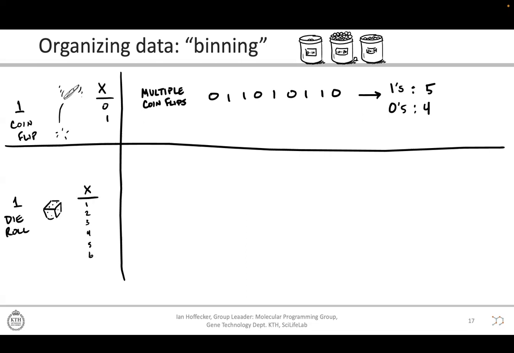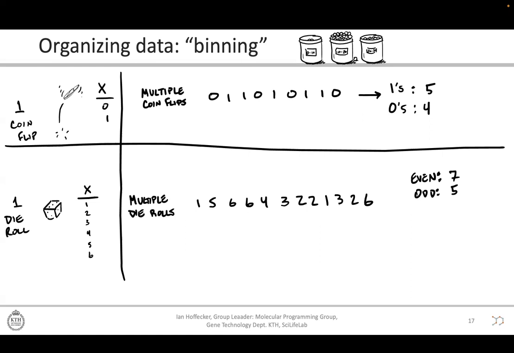We can also do this with the multiple die rolls example. So we performed an experiment, we got different results, a 1, a 5, a 6, and so on. And we can also bin these results. So we have a data set here, and one way we could bin it is, for example, divide it in 2 like we did with the coin flips. And the way we could do this with the die is assign 1 bin to all the even results and assign another bin to all the odd results. And if we count them up here, we see that there are 7 evens and 5 odds.